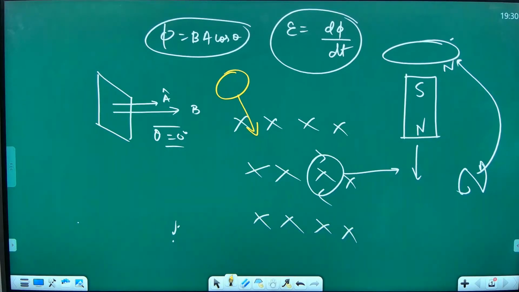You revise whatever I have taught. Meanwhile, Navina, unmute yourself. Try to answer this question.